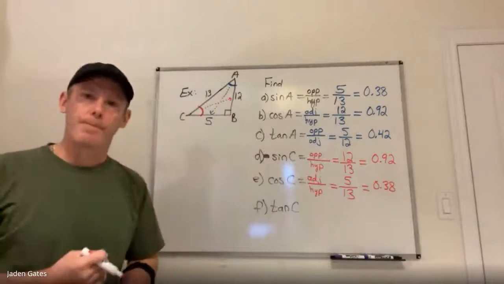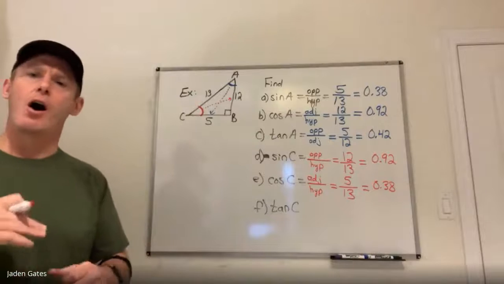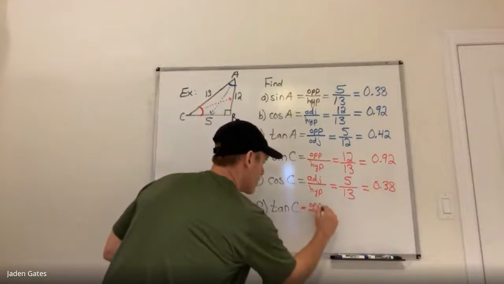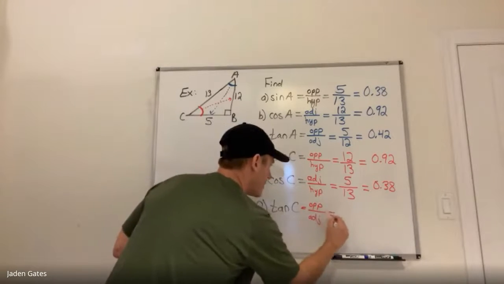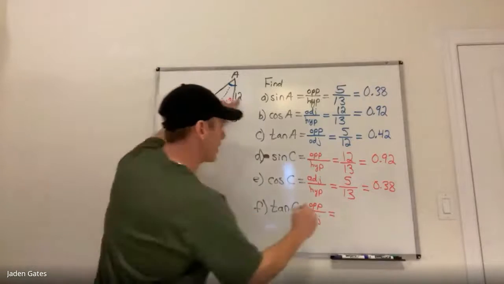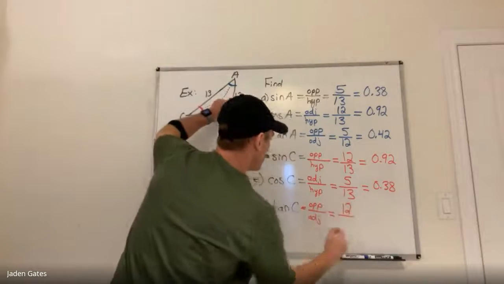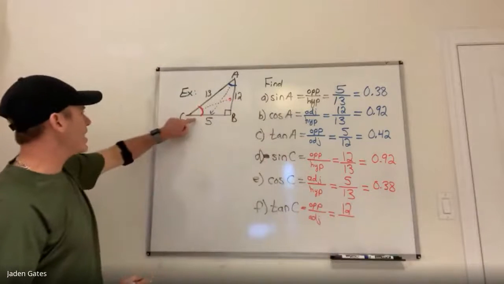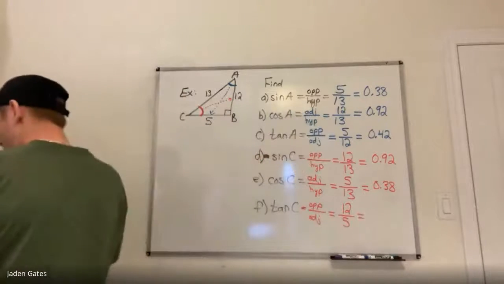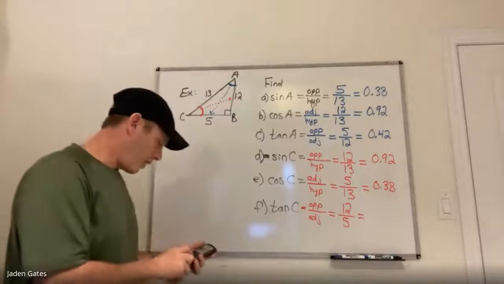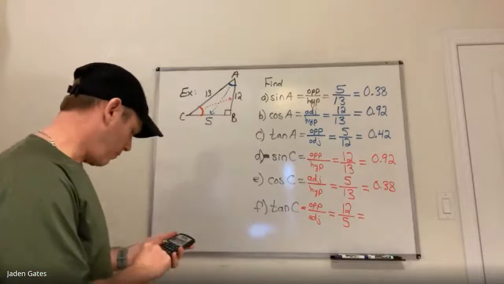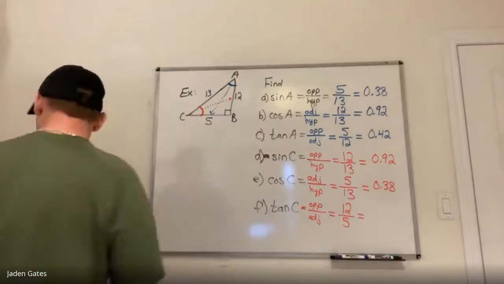And now our last one, the tan of angle C, tan on arms. On is opposite. Arms is adjacent. The opposite of angle C, across from angle C, that's a 12. The adjacent, the side beside angle C, it's a 5. And so when I go 12 divided by 5, I get 2.4.